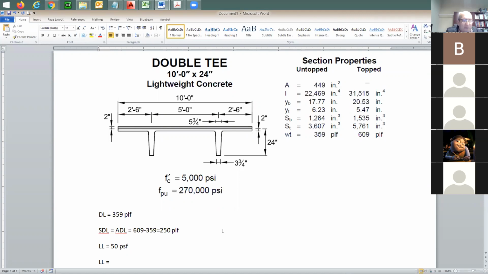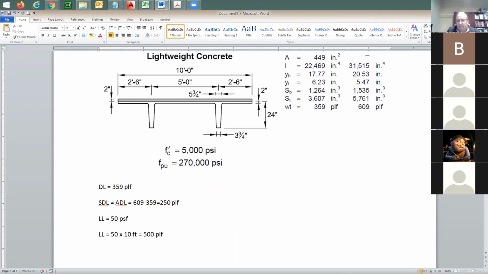So when I say live load in terms of pounds per linear foot in the longitudinal direction of the double T, it's going to be equal to 50 psf times 10 feet. Now you know what I'm talking about. I have taken this 10 feet multiplied by the uniform load, and it's going to be 500 plf. Does this make sense or no? Can you explain that one more time?